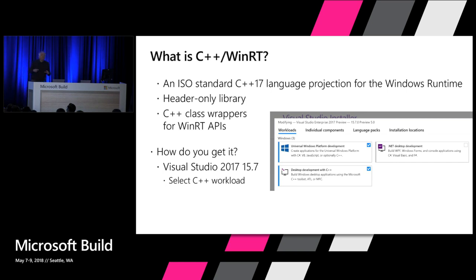So how do you get CPP WinRT? Well, Visual Studio 2017 15.7 released today. You download it, and this header file library comes with Visual Studio. It's actually been in all the RS4 beta previews up till now as well, so you might have actually already tried it.